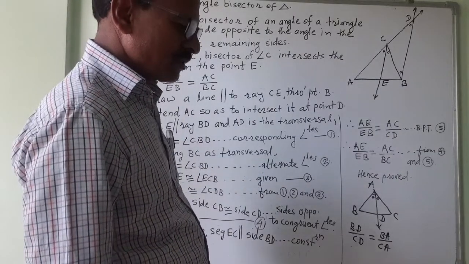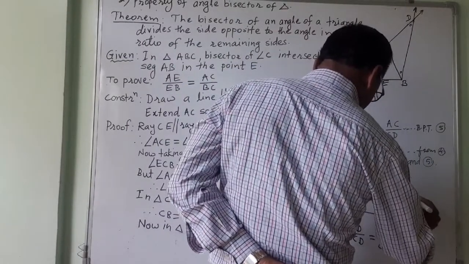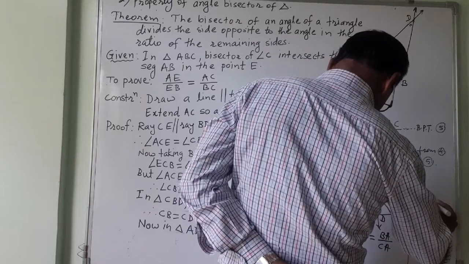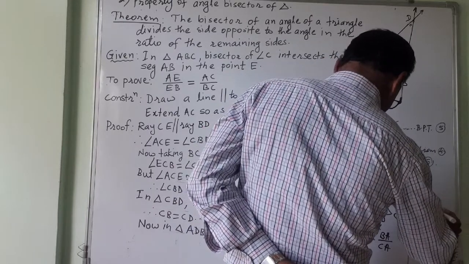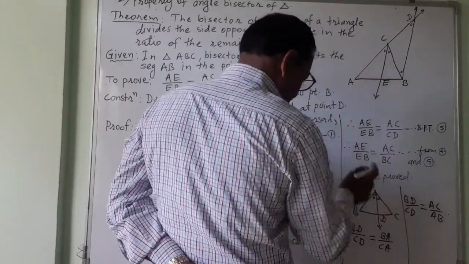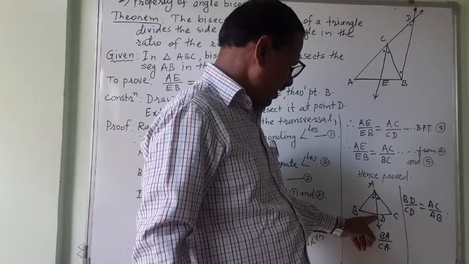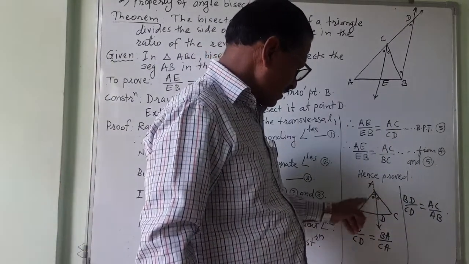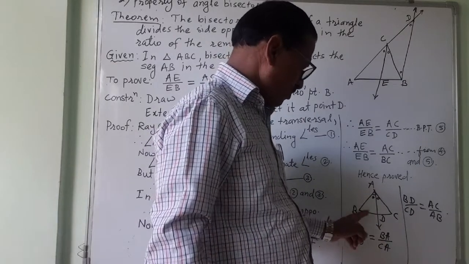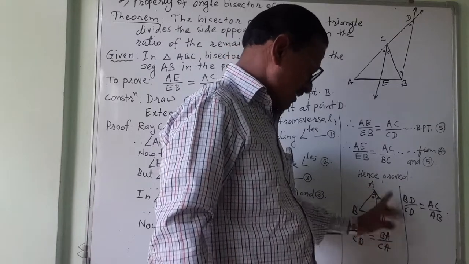Somebody will write like this by mistake: BD upon CD is equal to AC upon AB. This is also the ratio of these two sides. But the sequence is very important. BD, so the side will start from this itself, BA. BD, so here I will write BA, not AC.